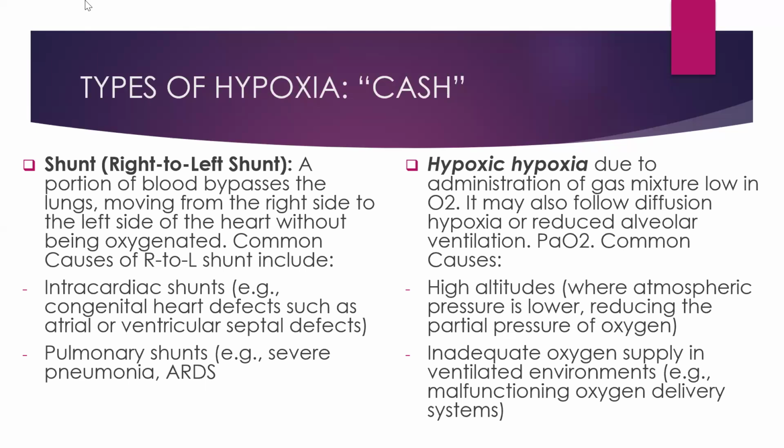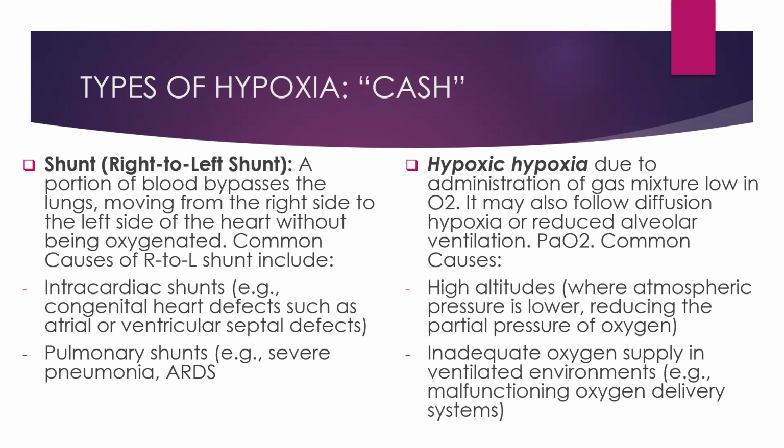Intracardiac shunts like congenital heart disease, such as atrial and ventricular septal defects. Pulmonary shunts will actually lead to what we know as VQ mismatch, especially in pneumonia and ARDS.